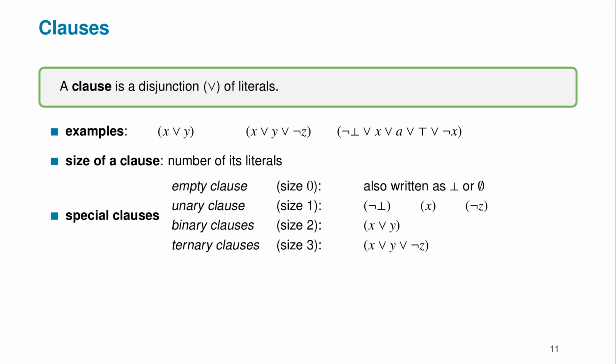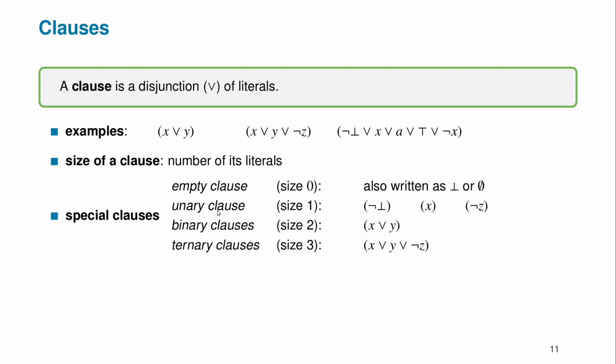Then we have some special clauses which have special names. The empty clause, which is a clause of size 0, is also written as bottom or as the empty set. We will later on see, when we discuss the semantics, why this makes sense. So the empty clause is bottom, or sometimes written as an empty set.